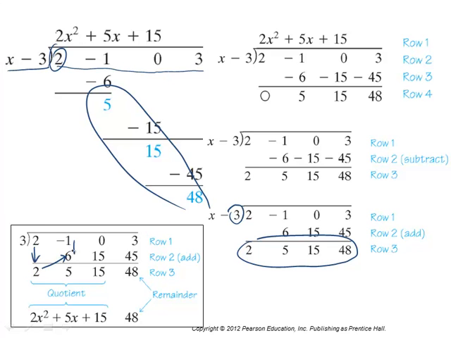And then you add. -1 plus 6 is 5. And then you multiply this 3 times the 5, which is 15. Add 0 plus 15 is 15. And then 3 times 15 is 45. And then 3 plus 45 is 48. You see what we did there?